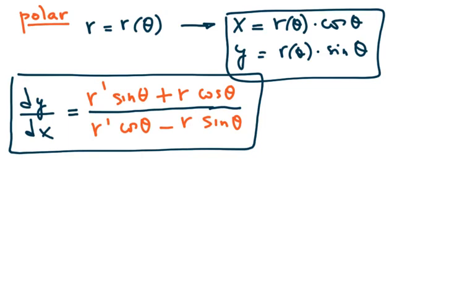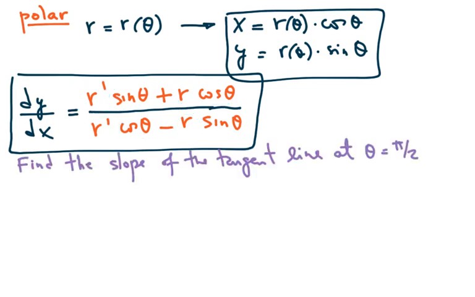So observe all the things that we need to calculate the derivative in polars. We need the function, whatever function we have, and we need the derivative of the function. Otherwise, the sine and cosine belong to the formula, and will always be there. So essentially, in order to calculate a derivative in polars, we need to have the function and the derivative of the function. So let's use this formula in this example. The example is: find the slope of the tangent line at this particular angle, pi over 2, and the function that we are talking about is r equals 1 minus cosine.